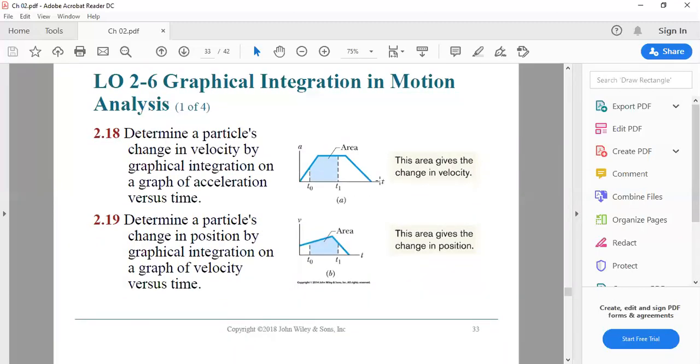So the graphical interpretation. Determine a particle's change in velocity by graphical integration on the graph of acceleration versus time. In other words, if you integrate the area from t0 to t1, that area under there is going to be the change in velocity. Same thing happens here if you're looking at a graph of velocity versus time and you integrate from t0 to t1, that area under there is going to be the change in position.